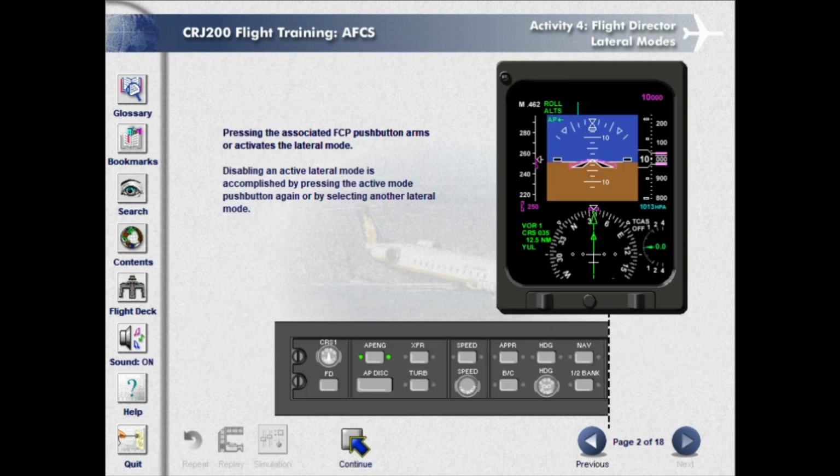Pressing the associated FCP push button arms or activates the lateral mode. Disabling an active lateral mode is accomplished by pressing the active mode push button again or by selecting another lateral mode.